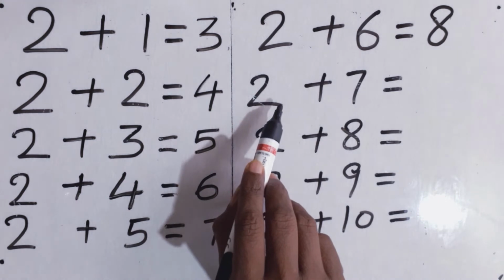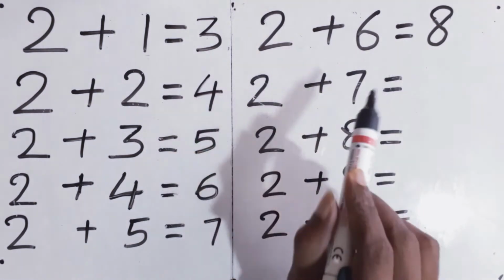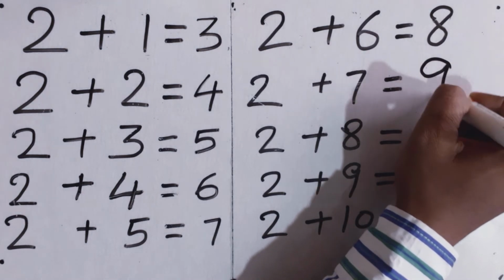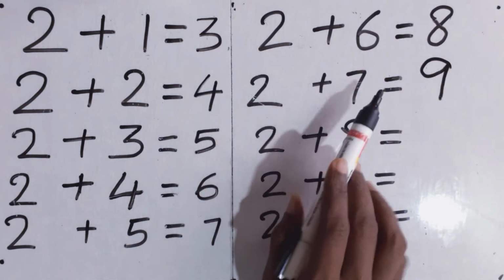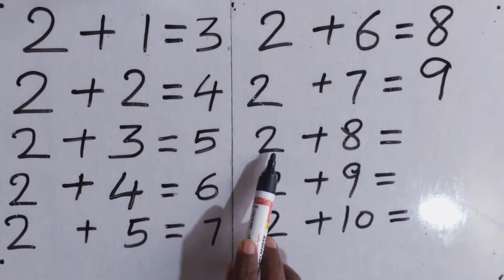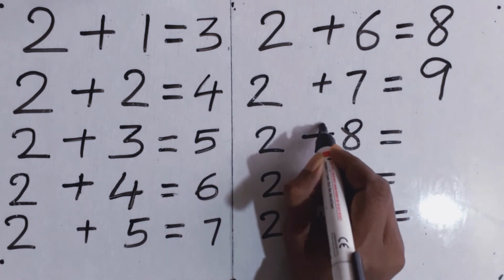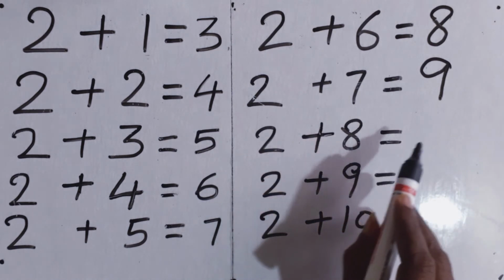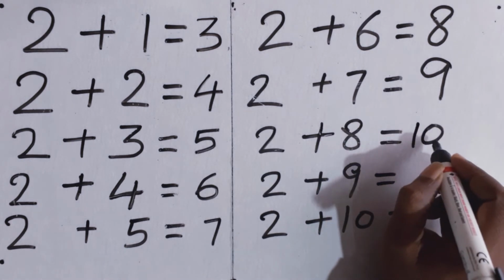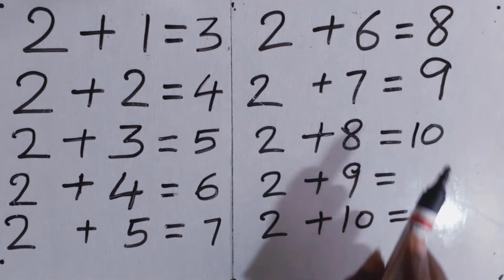Now tell me the answer. What is the answer? 2 plus 7. 2 plus 7 is equal to 9. Now tell me the answer. What is the answer? 2 plus 8. 2 plus 8 is equal to 10. Write the answer here, 10.